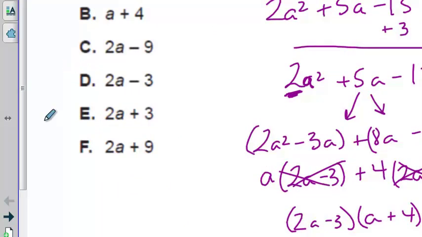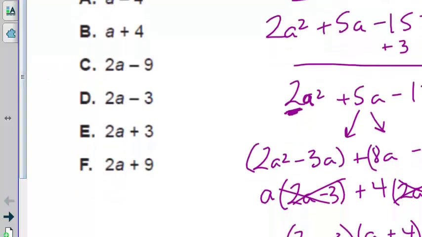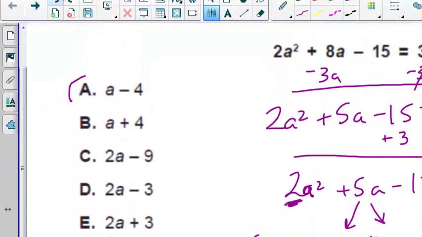Right. So on this one, it says select all that apply, right? So A, nope, not A. B and D. Everybody with me on that? When it says select all that apply on your EOC, there will be more than one answer. Okay?